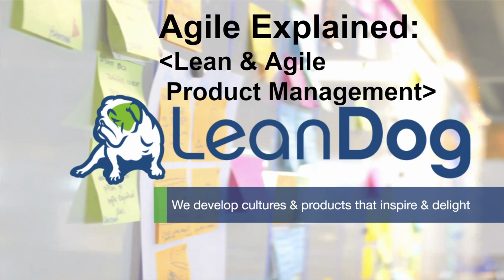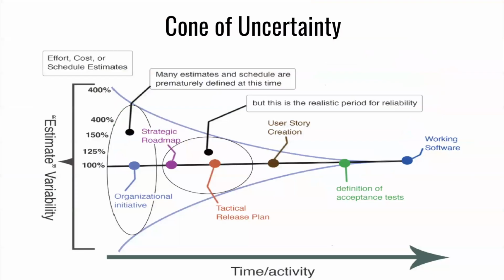Okay, let's move into lean and agile product management. The cone of uncertainty. If you're not familiar with the cone of uncertainty, it's the concept that if I want to plan something far out in the future, the farther out I am trying to plan for, the more likely I am going to have a larger variability in my estimates from what actually happens. Meaning, I have a higher chance of being wrong the farther out that I plan.